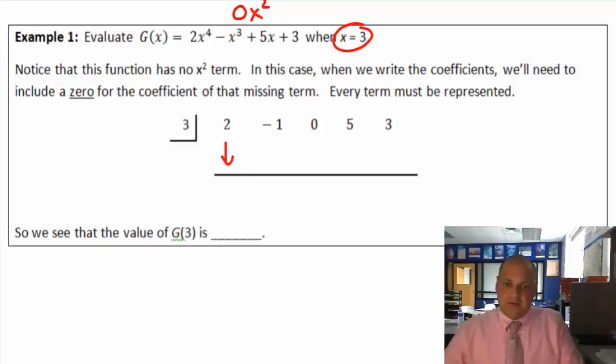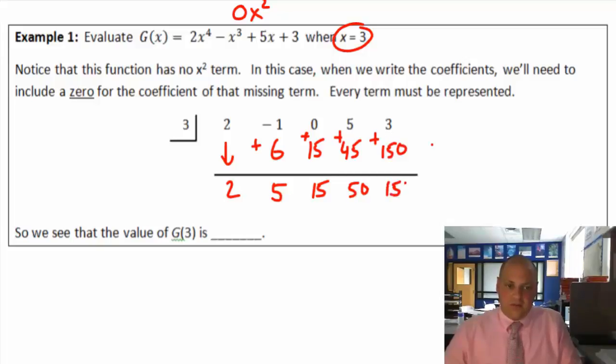Synthetic. Carry down the 2. Start there. Multiply by 3. You get 6. Again, if I'm going too fast, pause it and rewind it. You might have missed something. Add down. 5. 5 times 3, 15. Add down. 15. 15 times 3, 45. Add down. You get 50. And 50 times 3 is 150. And then add down. And you get 153.